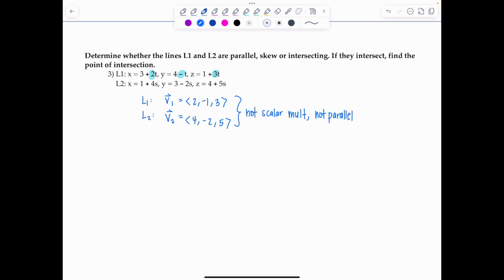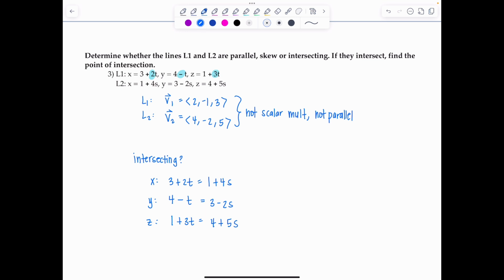Okay, the next thing I want to check is, are they intersecting? Meaning, do they have an ordered triple XYZ in common? So if that were to be the case, they would have an X coordinate in common. So 3 plus 2t would have to equal 1 plus 4s. They'd have a y coordinate in common. So 4 minus t would have to equal 3 minus 2s. And similarly, 1 plus 3t would have to equal 4 plus 5s.